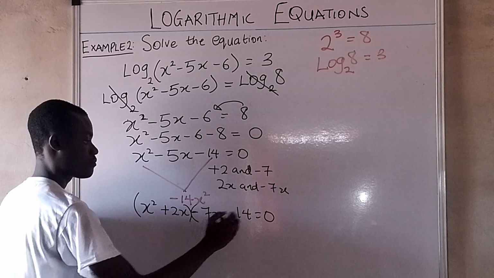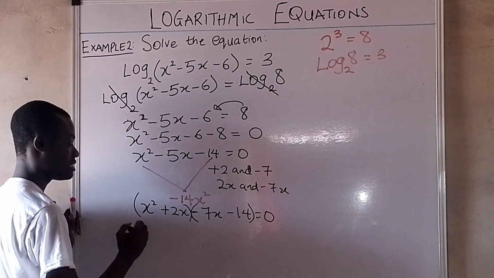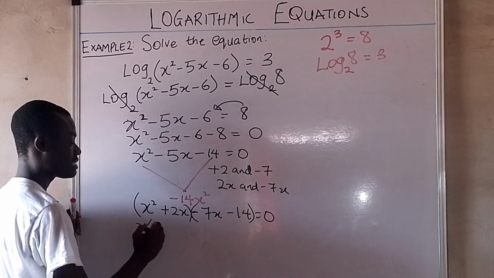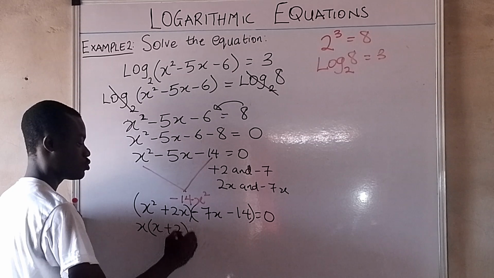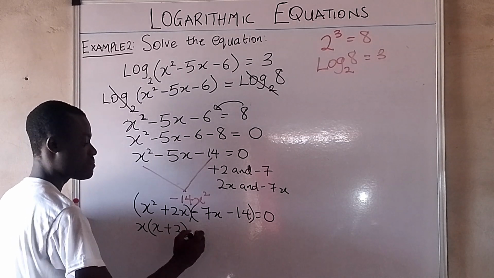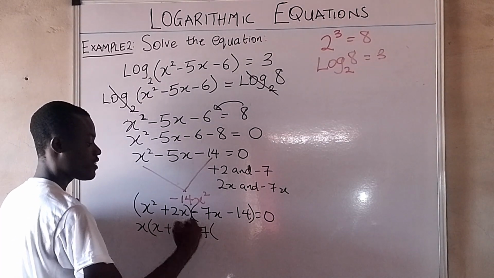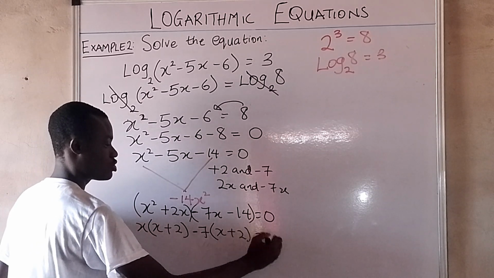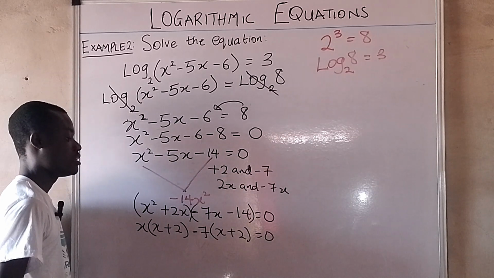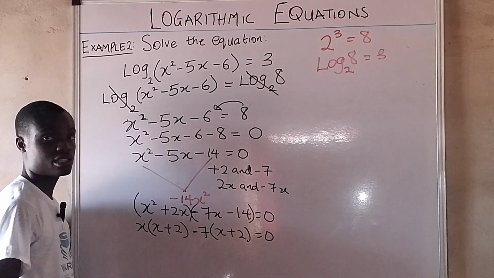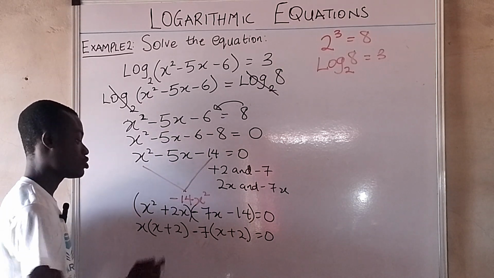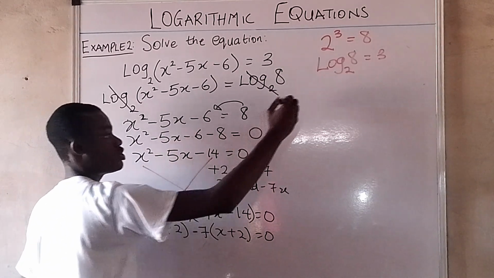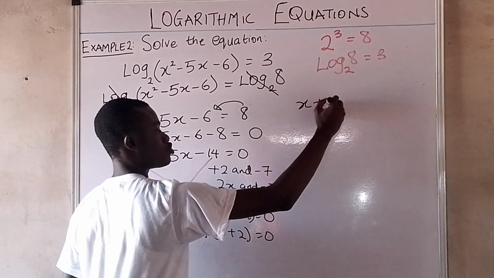So I'll group them. What was common to both of them is x. When we factorize that x, we are left with what? x plus 2. Now what was common to both of them is minus 7. When you factorize that minus 7, we are also left with x plus 2 on this other side, is equal to what? 0. So remember, both brackets must be similar. And that will tell you if they are correct or not. So since both brackets are similar, I'm simply going to take one, which is x plus 2.